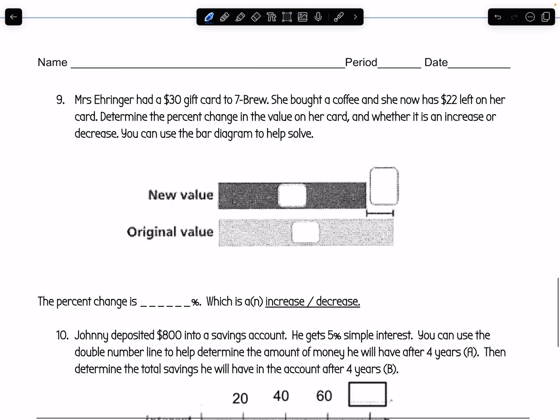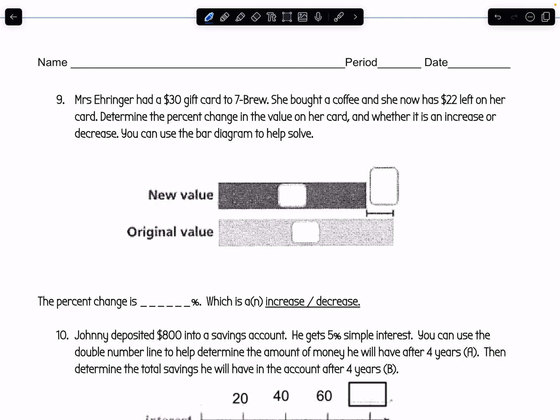Miss Ehringer, that's me, had a $30 gift card to Seven Brew. Wish I did. She bought a coffee and now she has $22 left on her card. Determine the percent change in the value of her card and whether it is an increase or a decrease. You can use the bar diagram to help solve. We don't really need the bar diagram because it gives us lots of information here, but that's your call.